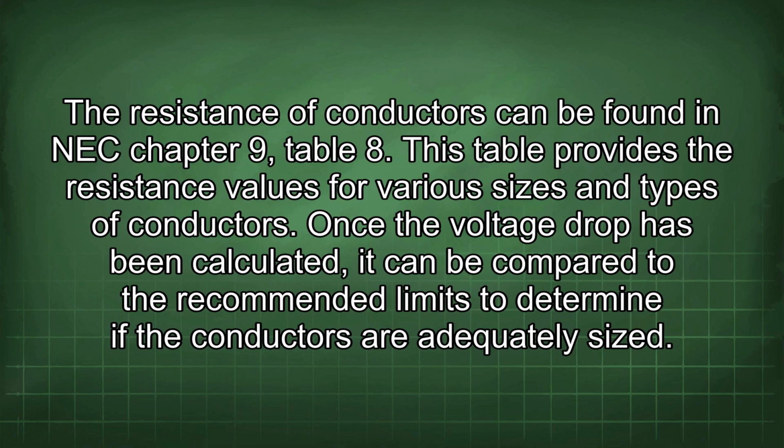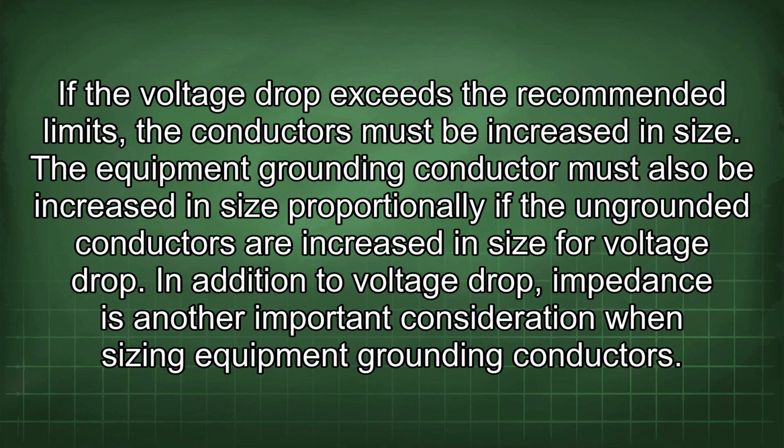The resistance of conductors can be found in NEC Chapter 9, Table 8. This table provides the resistance values for various sizes and types of conductors. Once the voltage drop has been calculated, it can be compared to the recommended limits to determine if the conductors are adequately sized. If the voltage drop exceeds the recommended limits, the conductors must be increased in size. The equipment grounding conductor must also be increased in size proportionally if the ungrounded conductors are increased in size for voltage drop. In addition to voltage drop, impedance is another important consideration when sizing equipment grounding conductors.